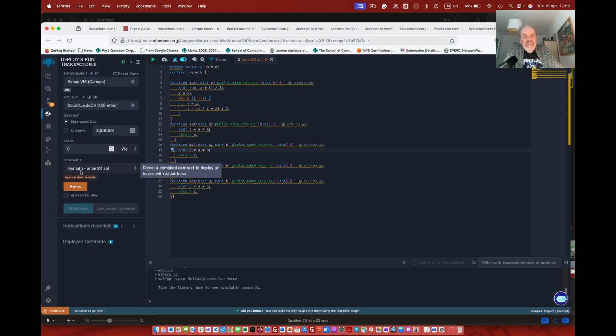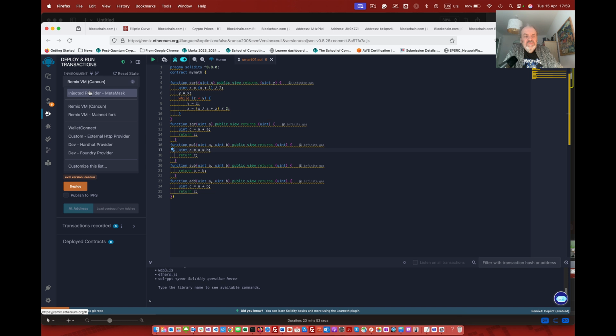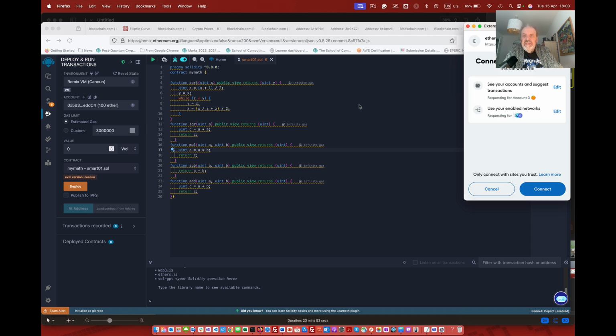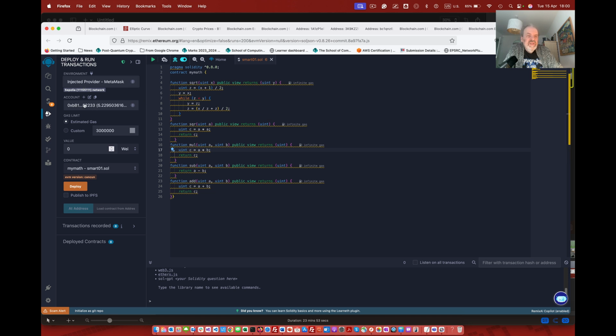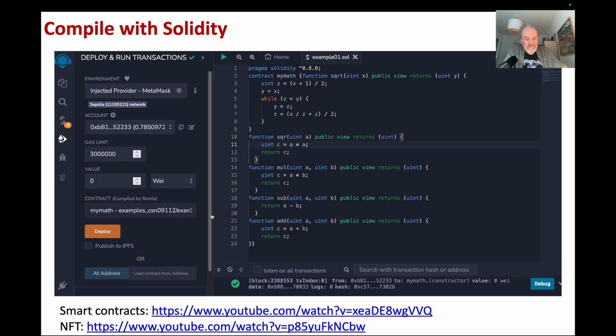We can then go ahead and we can then deploy that onto a public blockchain or onto our own test network. Okay, so we can select each one here. I can connect to my MetaMask wallet, and we can see here there's the identity of my main account here, and I can then deploy that onto the test network, the Sepolia test network. So in the related video, I've got an example of how to create a smart contract, and also how to create what's called a non-fungible token.